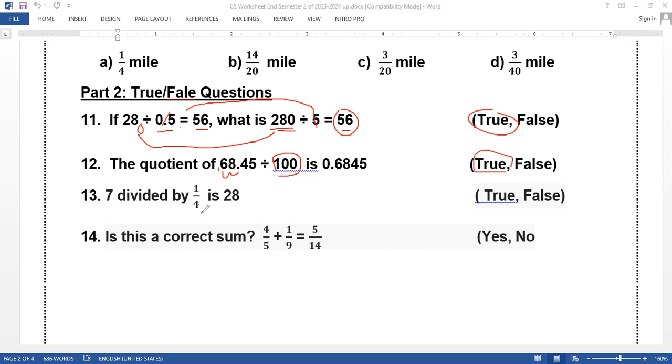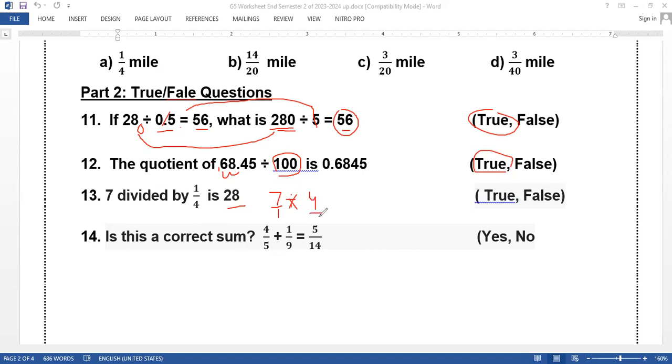7 divided by 1 over 4 equals 28. Dividing by a fraction, this is very important. Dividing by a fraction is multiplying by its reciprocal. Or we can use the keep, change, flip way. So I keep 7 as 7, or 7 over 1. Change division to multiplication, and flip 1 over 4 to 4 over 1.